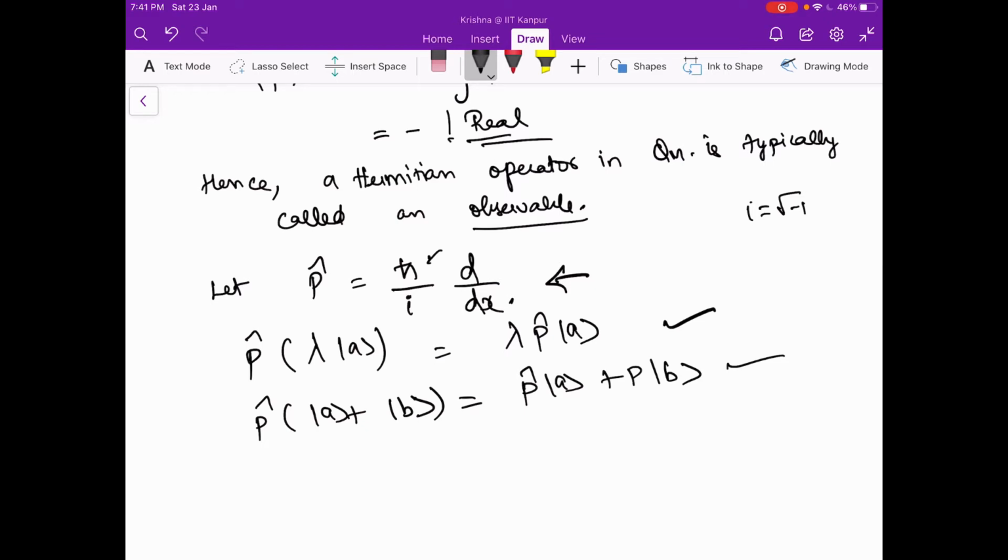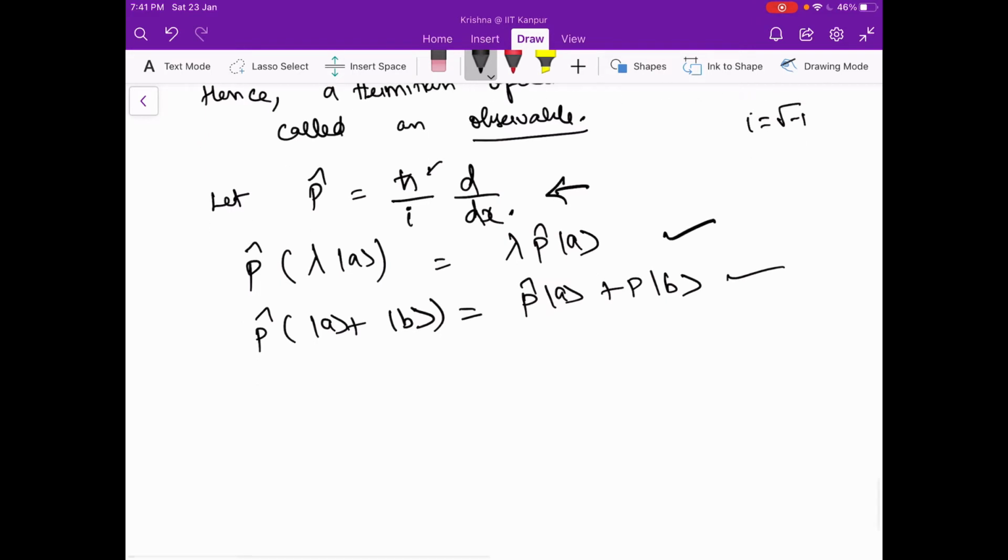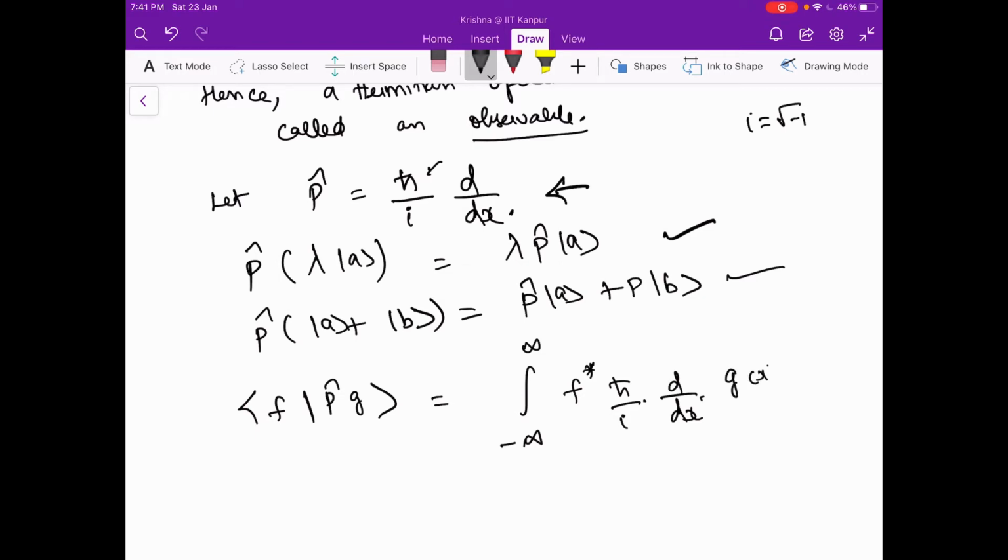But if we have an operator which is defined like this, let us look if this is Hermitian. How do we find if this is Hermitian? I'm going to operate on two different functions, f and g, being functions as we discussed previously. And how do we define this inner product space? Integral from minus infinity to infinity of f star times h bar by i d by dx of g, dx.